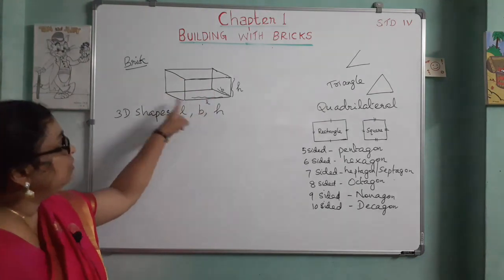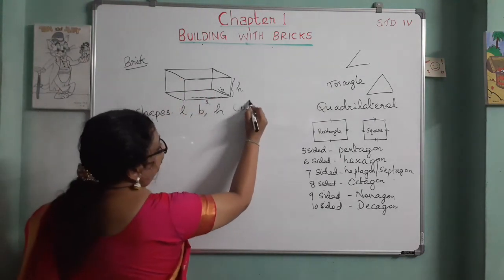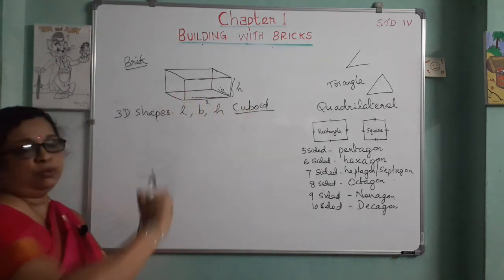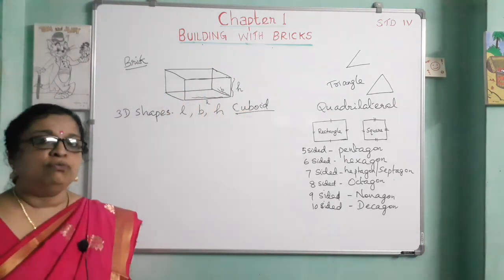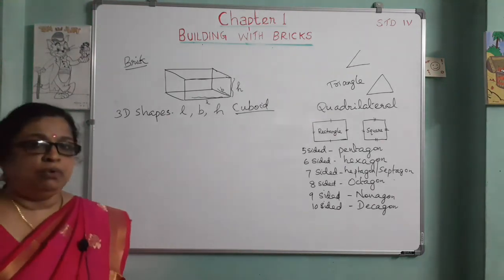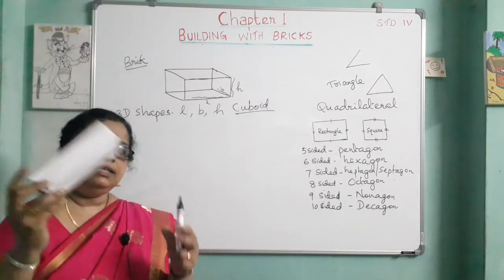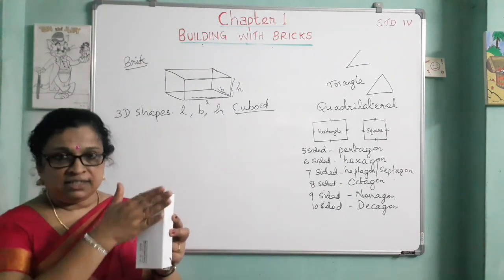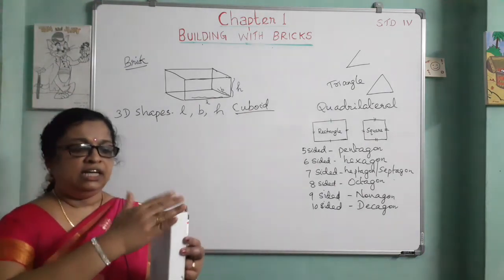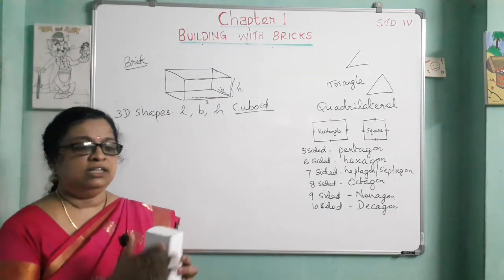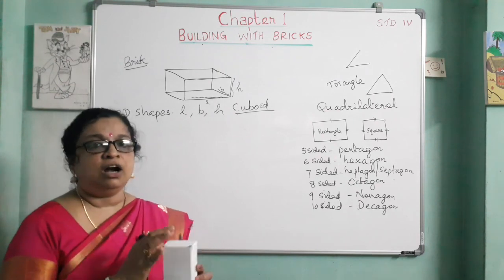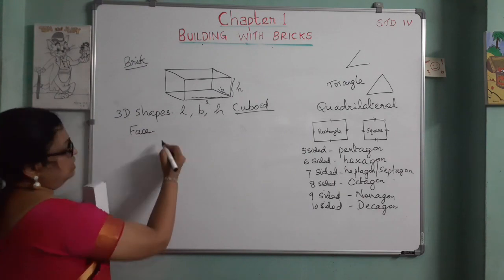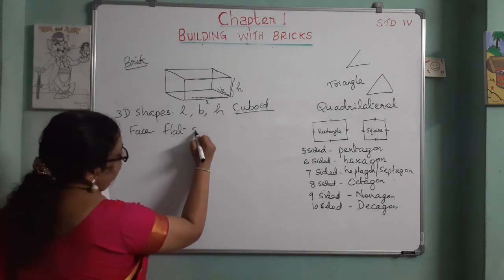And the shape of this brick is called cuboid. This is a cuboid. That is, brick is a shape of cuboid. It's a box, and this is also a cuboid. This has a flat surface. Here also flat. Here flat. Here flat. And these are flat. So this flat surface we call face. Face means flat surface.